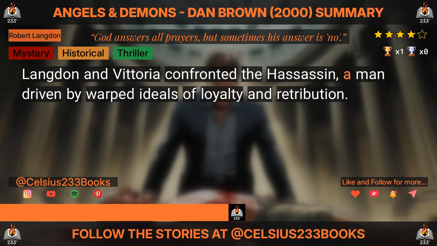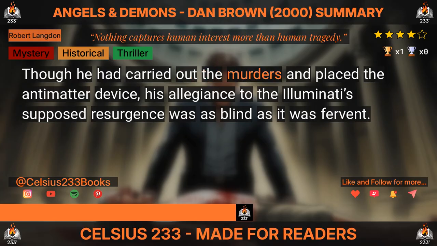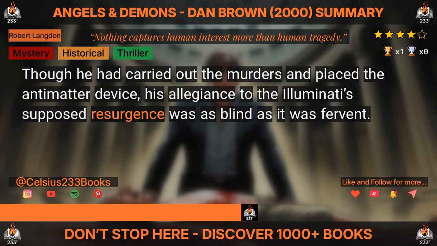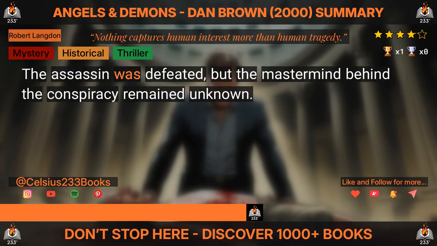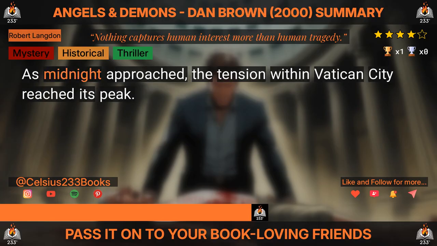Langdon and Vittoria confronted the assassin, a man driven by warped ideals of loyalty and retribution. Though he had carried out the murders and placed the antimatter device, his allegiance to the Illuminati's supposed resurgence was as blind as it was fervent. The assassin was defeated, but the mastermind behind the conspiracy remained unknown.